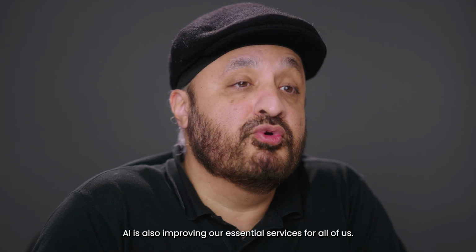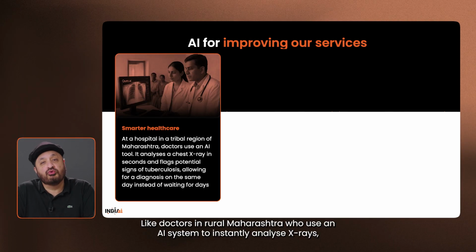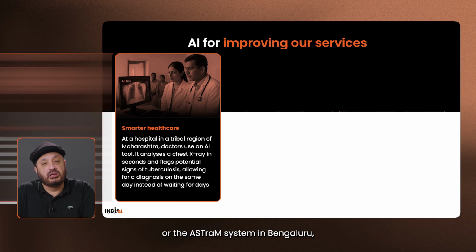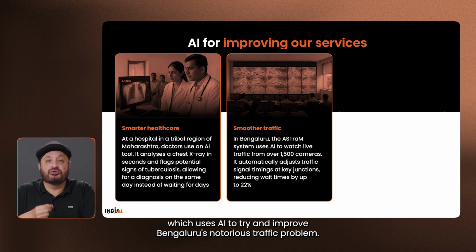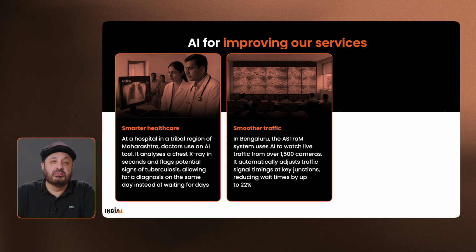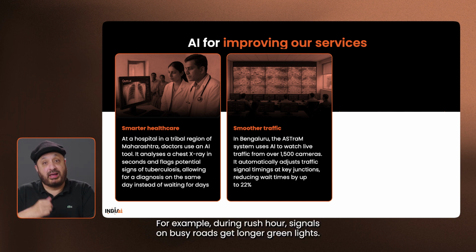AI is also improving our essential services for all of us, like doctors in rural Maharashtra who use an AI system to instantly analyze X-rays, or the Astram system in Bangalore, which uses AI to try and improve Bengaluru's notorious traffic problem. It understands traffic patterns and automatically adjusts signal timings. For example, during rush hour, signals on busy roads get longer green lights.